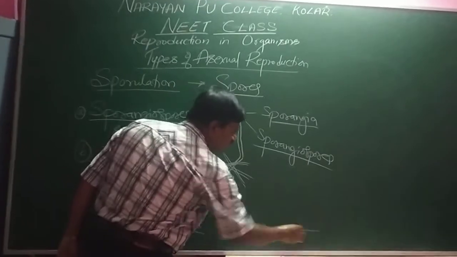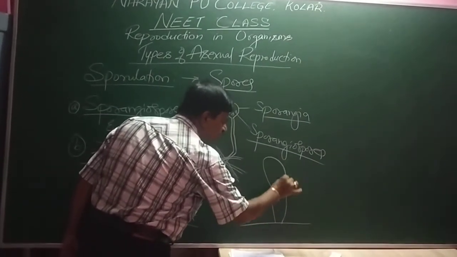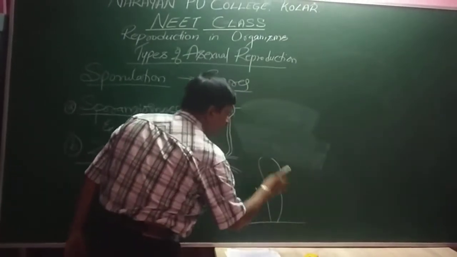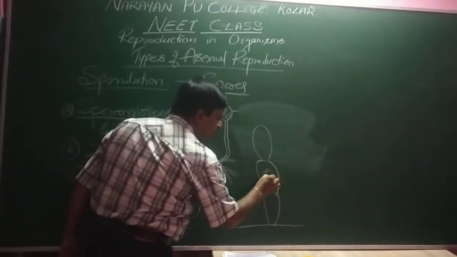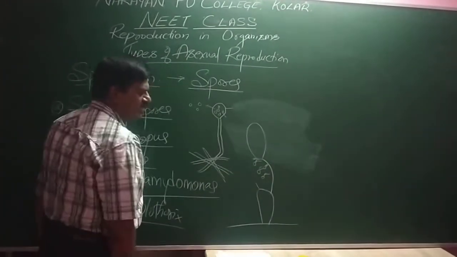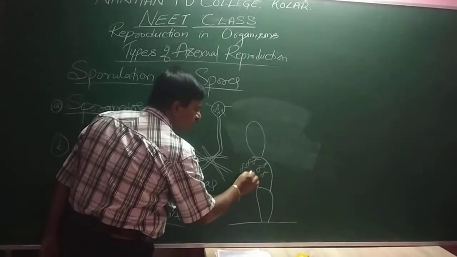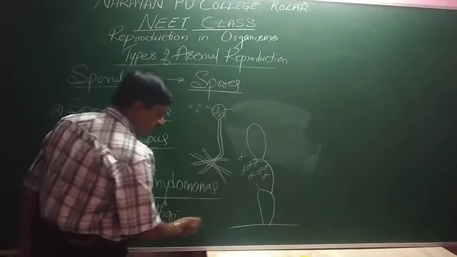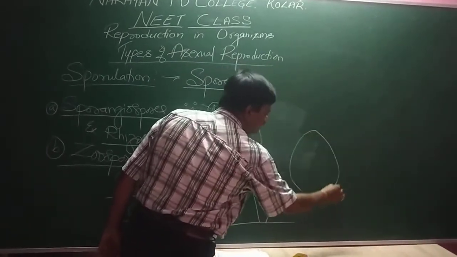Here there is a presence of a plant body, and this plant body has a host cell, and here it produces zoospores. These zoospores are produced in one vegetative cell. Once this is ruptured, it throws out the spores. Same way in Chlamydomonas also. This is in Ulothrix.